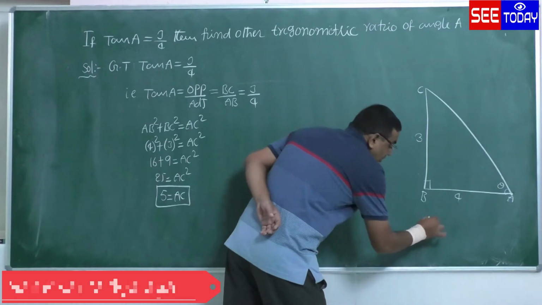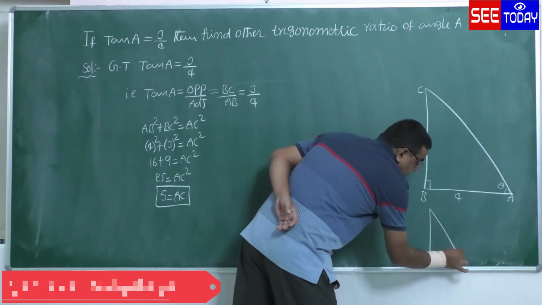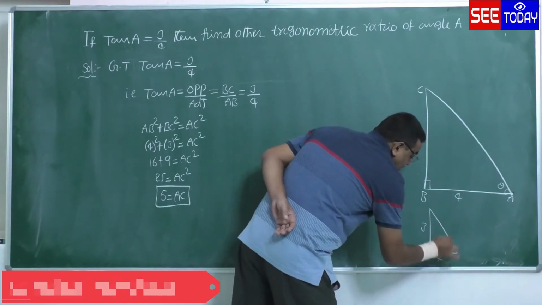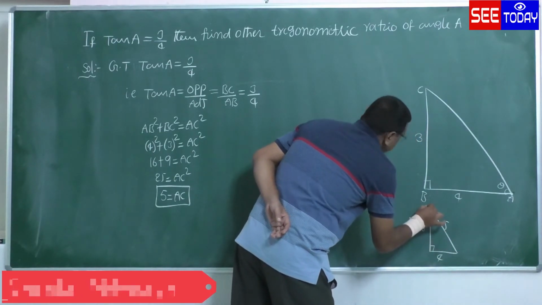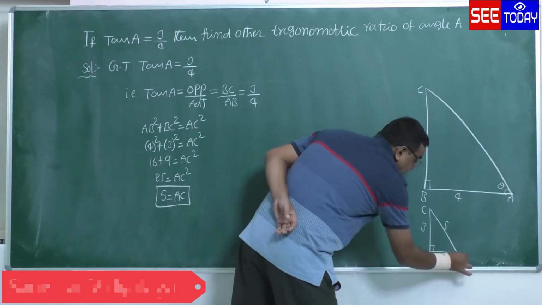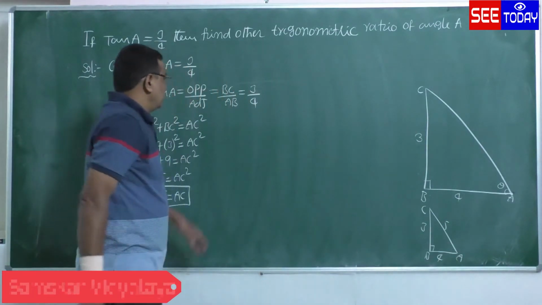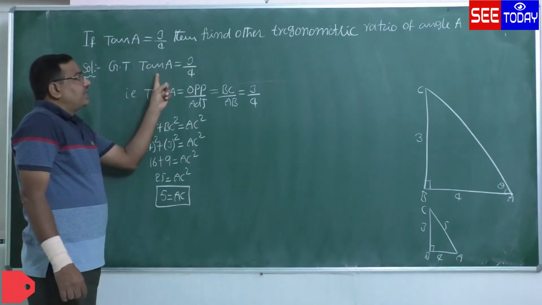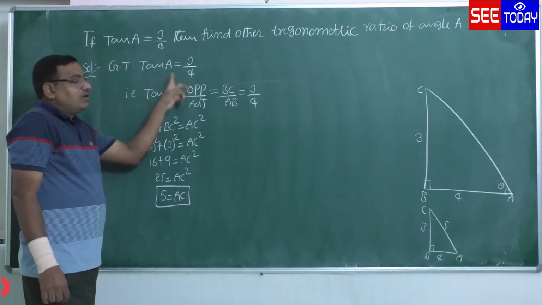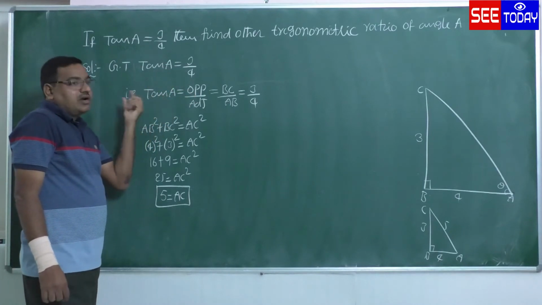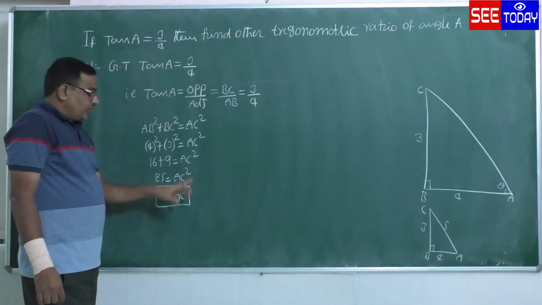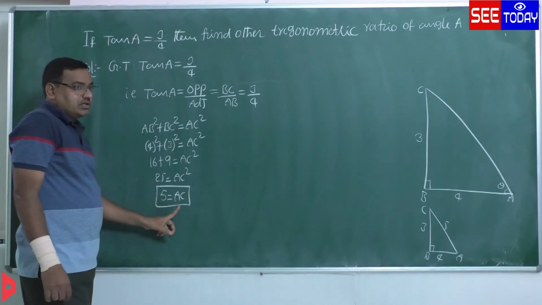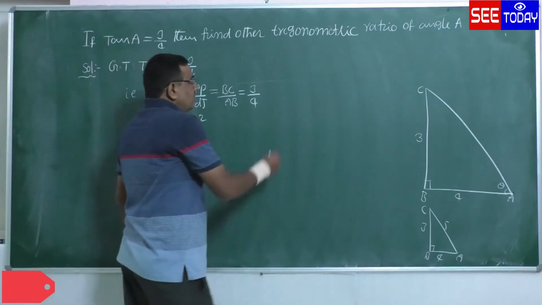Therefore, better to draw one more triangle. That is, this is 3, 4, 5. This is C, B, A. By this, we can know all three sides of the triangle, but he has given only two sides. By using the definition of tan theta, we can find one more side of the triangle, that is hypotenuse. Now it is so easy, beta.